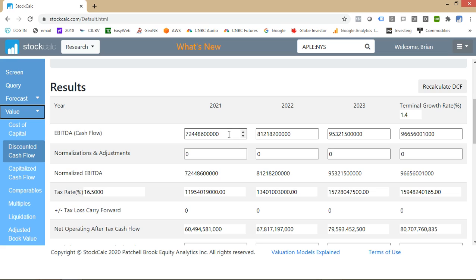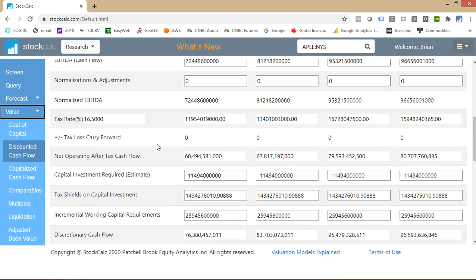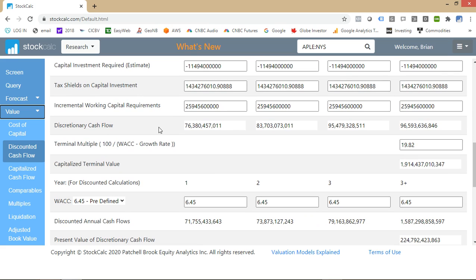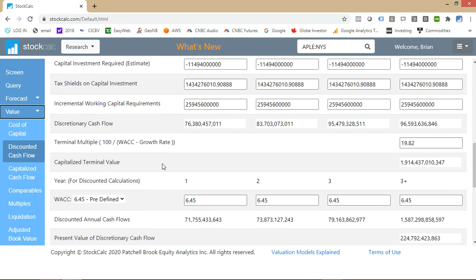We start with the EBITDA or cash flow. We have it projected into the next 3 years, including a terminal growth rate beyond year 3. Any of the boxes that you see that have the up and down arrows, you can change the data, or you can just highlight the data and change it directly as well. Things like tax rates, capital investment, tax shields, incremental working capital, these can all be changed. Other lines like discretionary cash flow, you can see that there's no arrows here, so those are calculations.